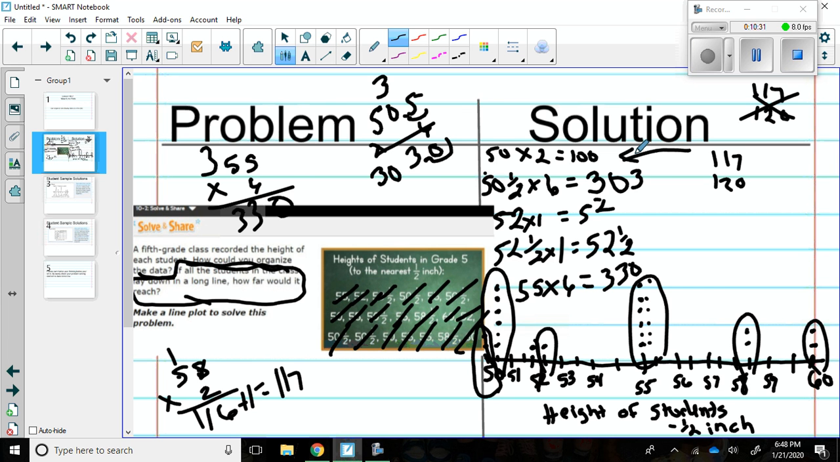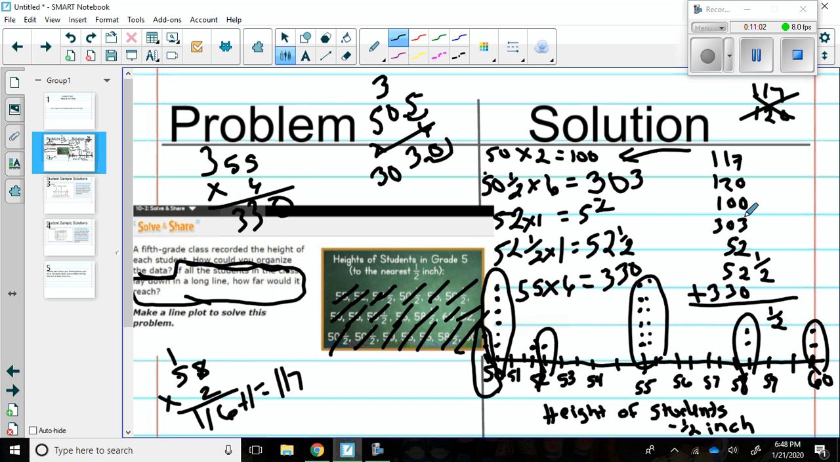Now I'm going to go over here to my numbers. Plus 100, plus 303, 52, plus 52 and a half, plus 330. Now, this is very important: you keep everything lined up, so that way you don't lose track of where you are. So my only fraction is a half.